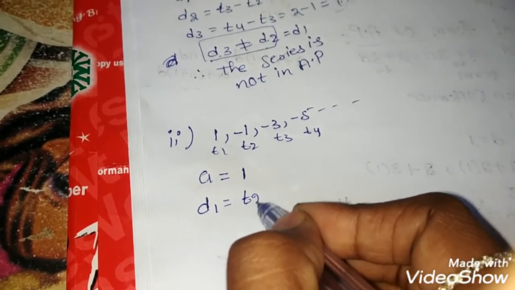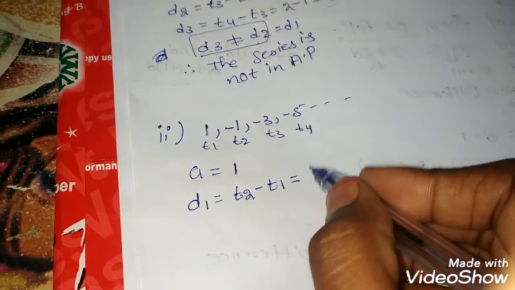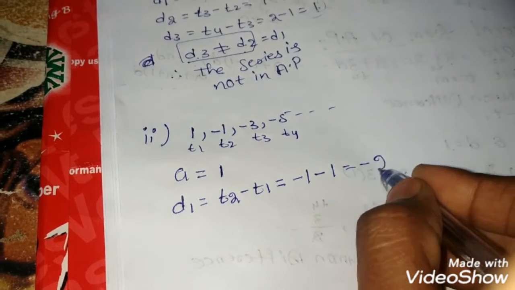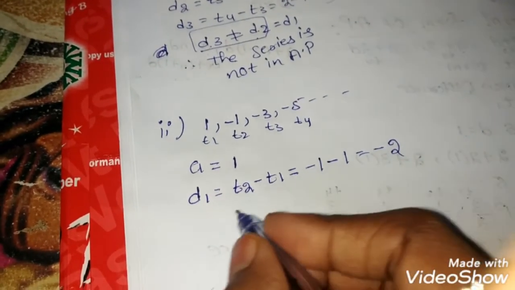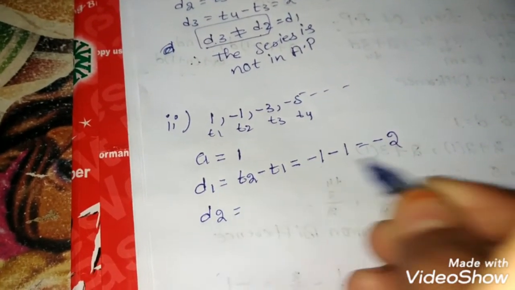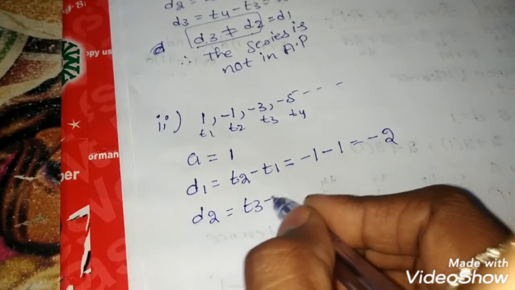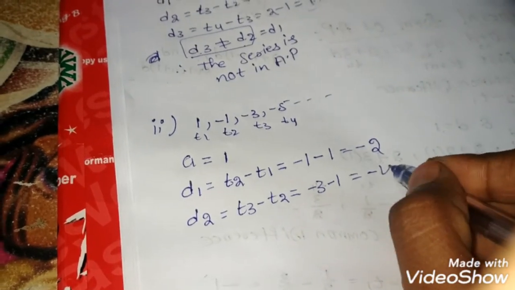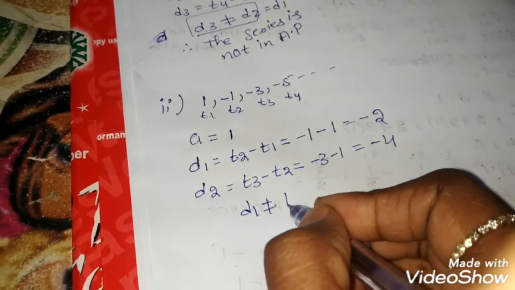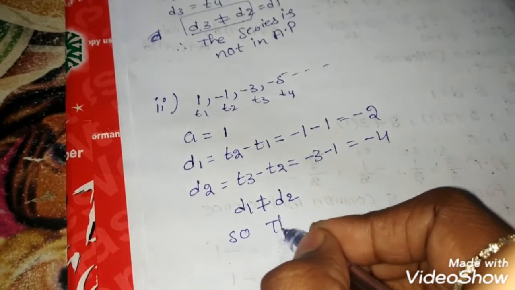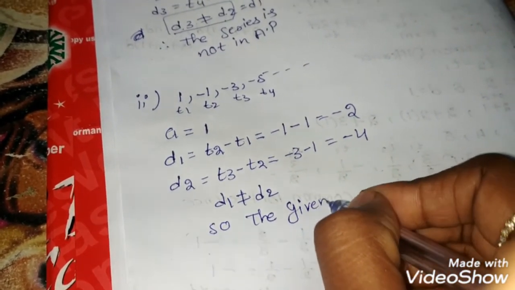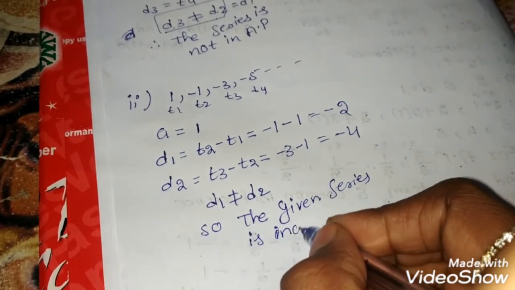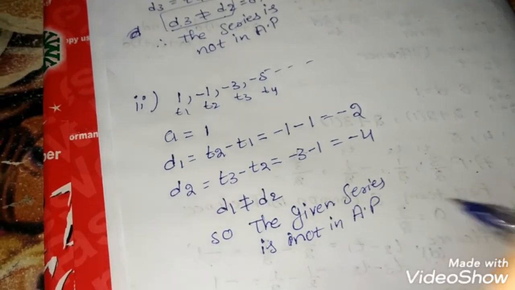D1 is equal to T2 minus T1. What is T2? Minus 1. Minus, what is T1? 1. Minus 1 minus 1, we get minus 2. So every time we have to get minus 2 itself. Otherwise this is not an arithmetic progression. D2, that means T3 minus T2, is equal to minus 3 minus of minus 1. We get minus 2, right? See here, D1 is not equal to D2. So the given series is not in arithmetic progression. It is not in AP. Understand?